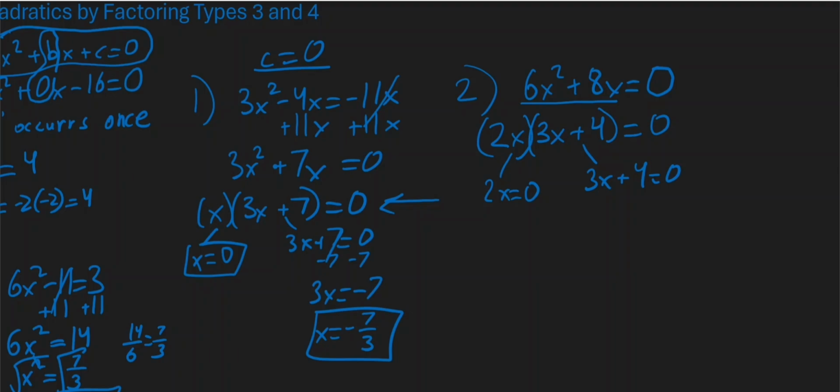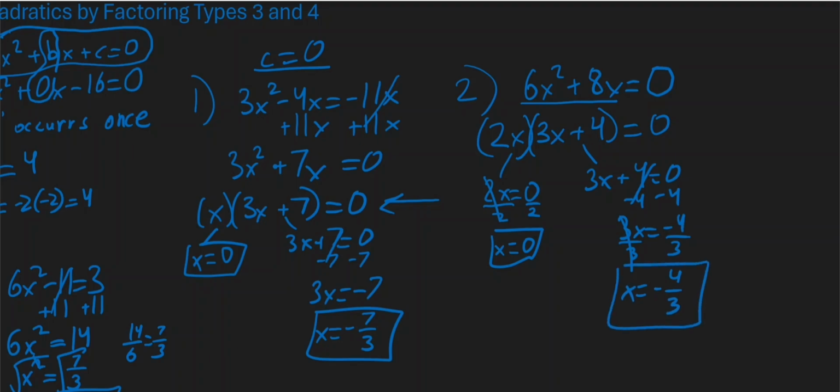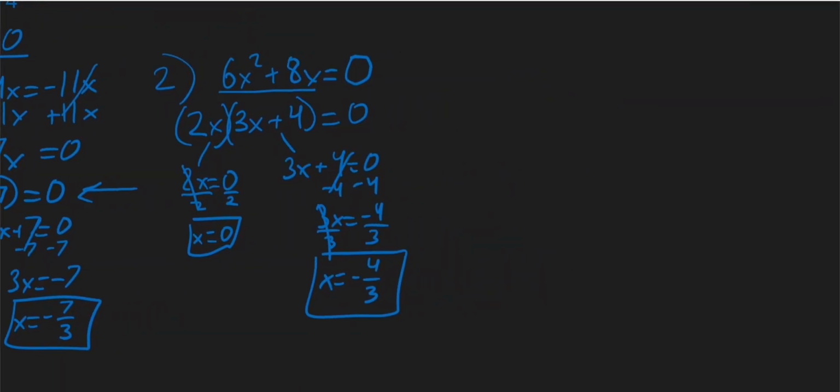And at this step, just set both of your factors equal to 0, and then solve both of your equations. In the first case, if you were to divide by 2, then x should be a 0. And in the other case, if you first subtract away 4, that gives you a 3x value of negative 4, and then divide by 3 to isolate the variable x, and that gives you an x value of negative 4/3. All right, so these are pretty easy. Let's move on to the last one, number 3.